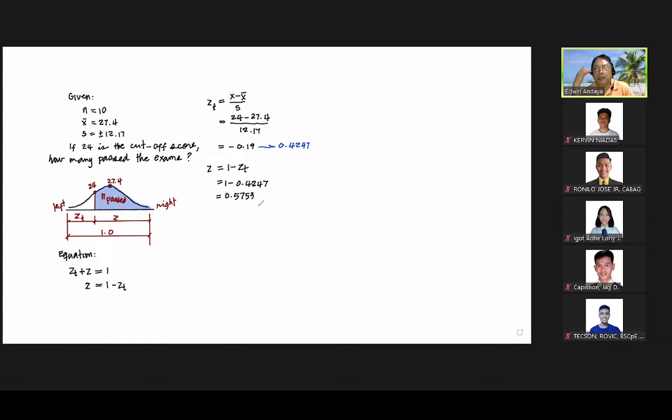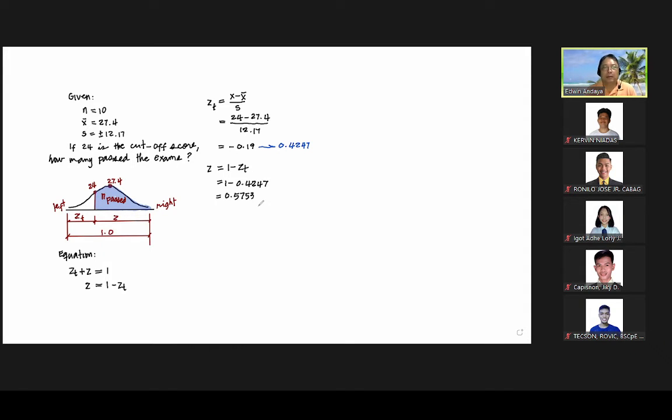0.5753. If you are asked what is the probability that the examinees got the score of 24 and above, you multiply our Z by 100. So your probability is 57.53%.